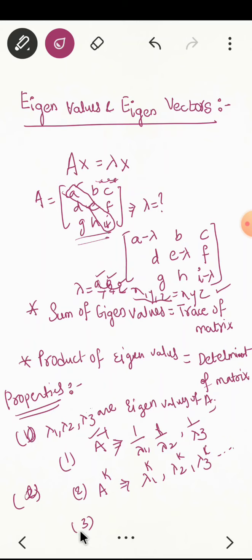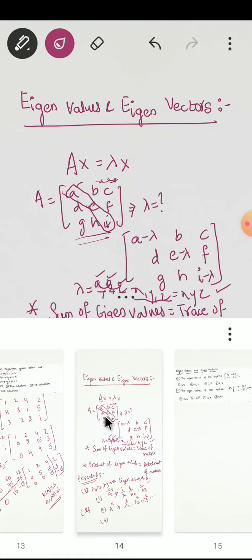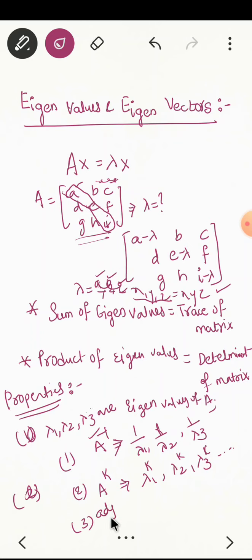Next, if lambda 1, lambda 2, lambda 3 are eigenvalues of A, and you want to find the eigenvalues of adjoint A, that is also very simple. They are det A by lambda 1, det A by lambda 2, det A by lambda 3, and so on. First you find the determinant of the matrix A and divide it by the lambda values you have.